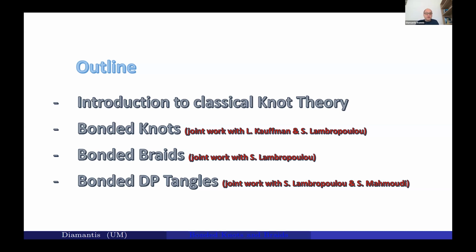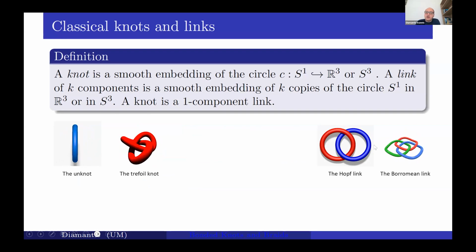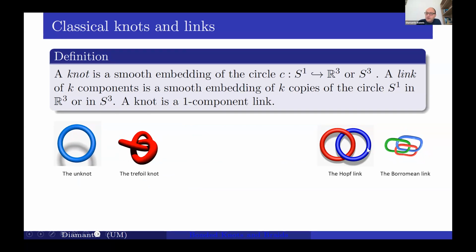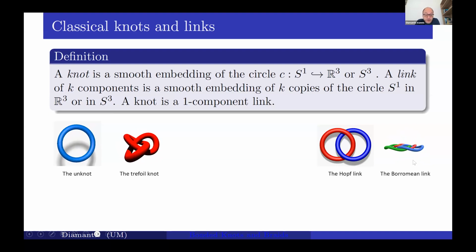All right, so what is a knot? Most of us are familiar with knots. A knot is just an embedding of the circle S1 into R3, or the compactification of R3, S3. And here we can see some very classical examples. The unknot, which is the simplest knot that exists, without any crossings. The trefoil knot, which is the simplest knot with only 3 crossings. And here we see 2 links, which are nothing but embeddings of k copies of S1 into R3 or S3. Here we see the Hopf link, which consists of 2 components, and the Borromean rings, which consist of 3 components.